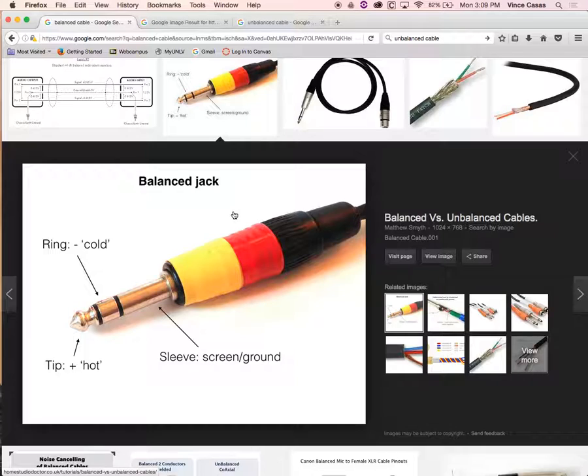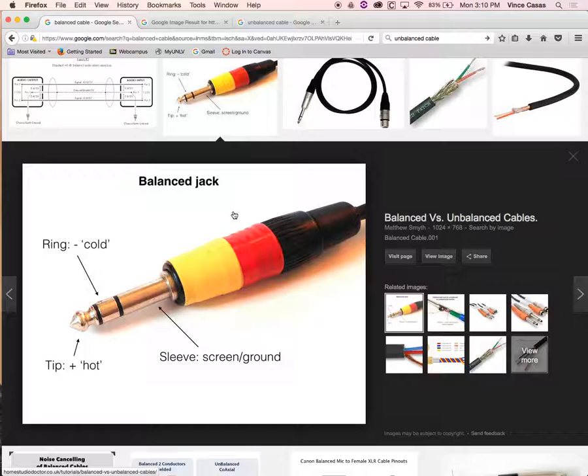The unbalanced ones are great for instruments. If you want to plug in a guitar, it's unbalanced. If you want to plug in a bass, it's unbalanced. Technically, if you want to plug in a keyboard, you'd actually prefer to use balanced because they support balanced. And the question really comes, when to use balanced versus unbalanced?